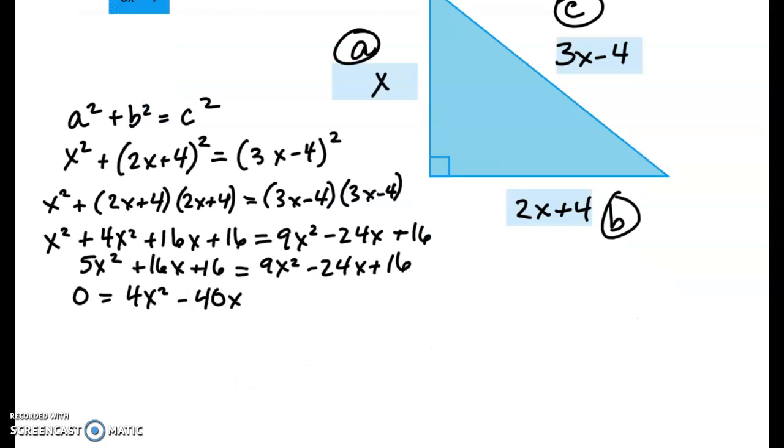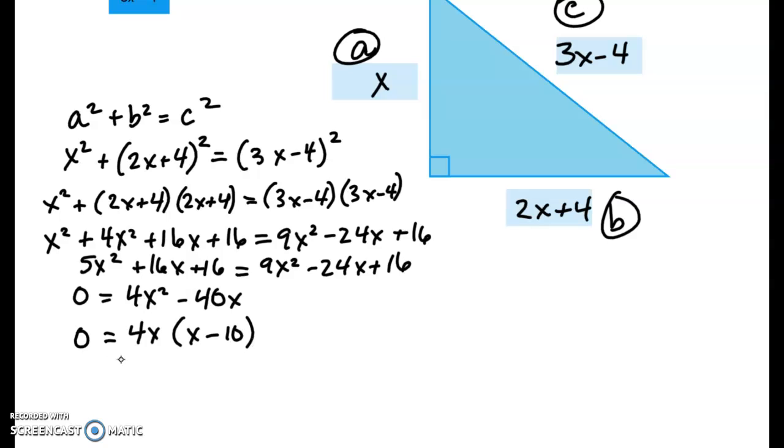And there we have the quadratic equation in a nice form. I think this looks easiest to solve for x by simply factoring it. When I factor, I look at the greatest common factor, and in this case it would be a 4x. So that would leave me an x minus 10.